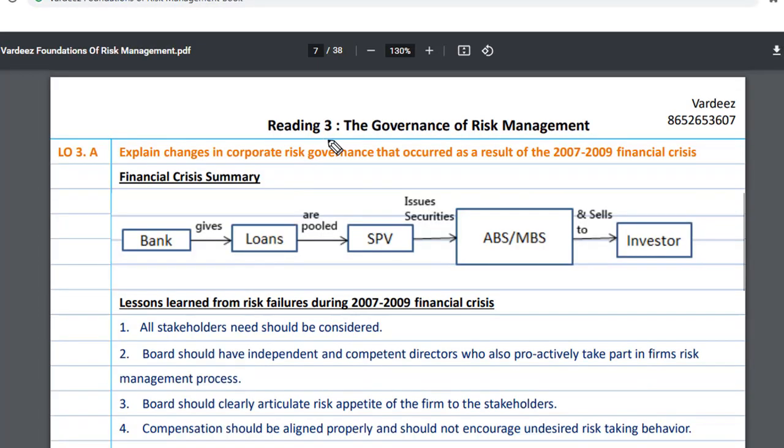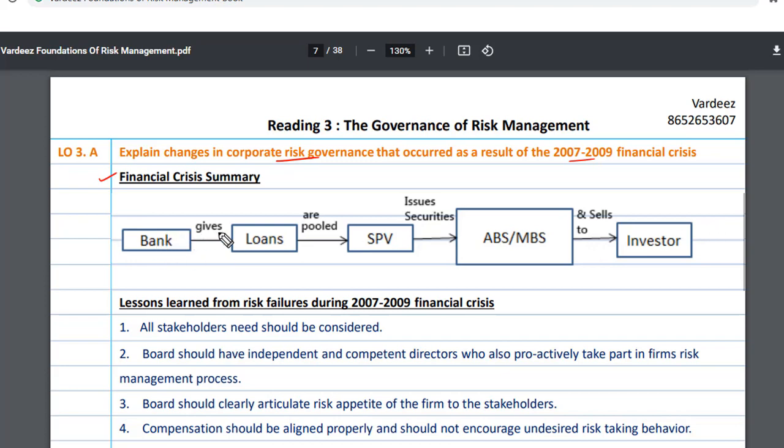Alright, now let's talk about reading number 3, the governance of risk management. This is the chapter about corporate governance, and the very first learning objective is to explain changes that happened in corporate risk governance because of the 2007 to 2009 financial crisis. But let's first have a look at the financial crisis. This is a diagram that I've made, so let's understand this first.